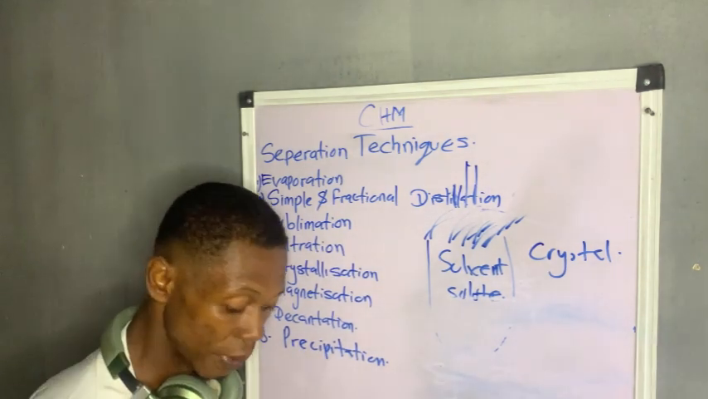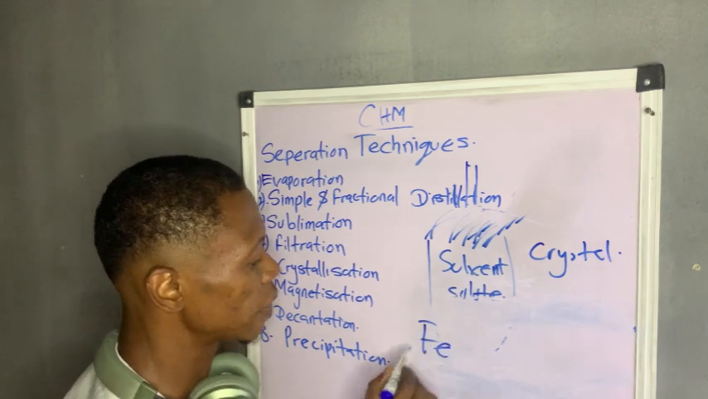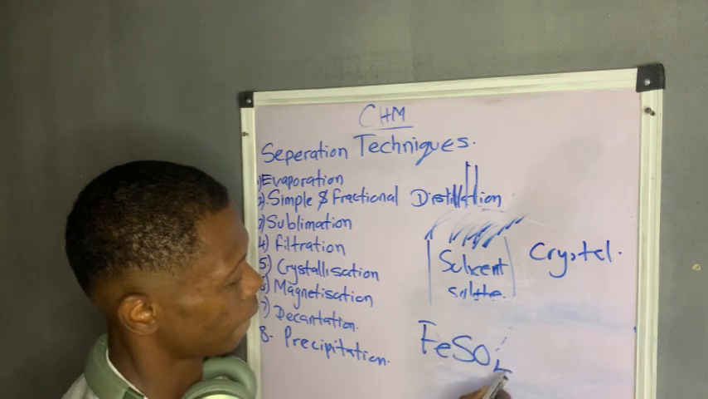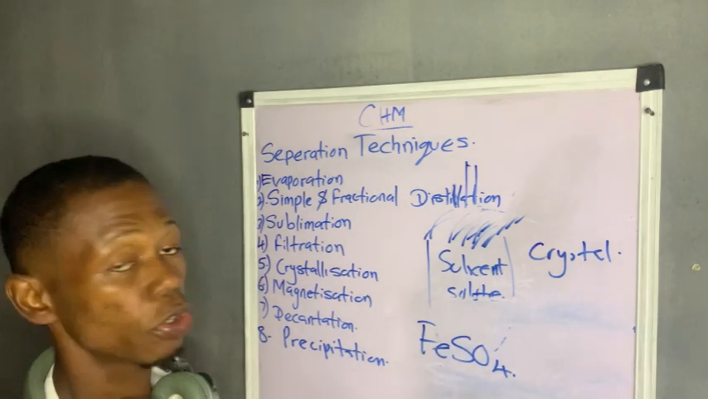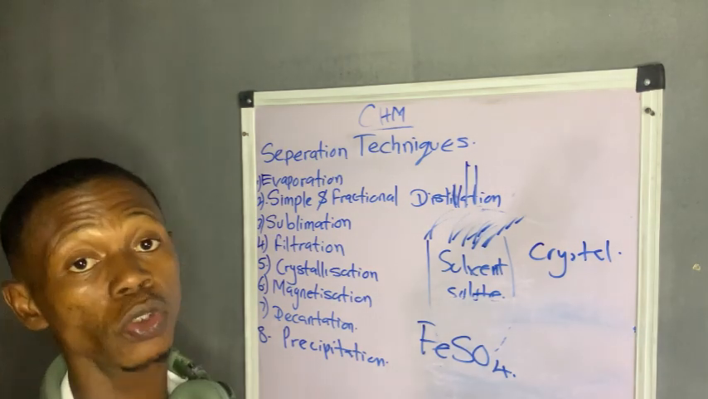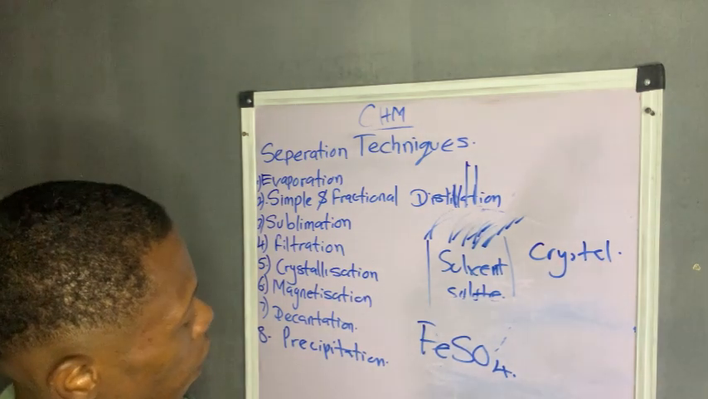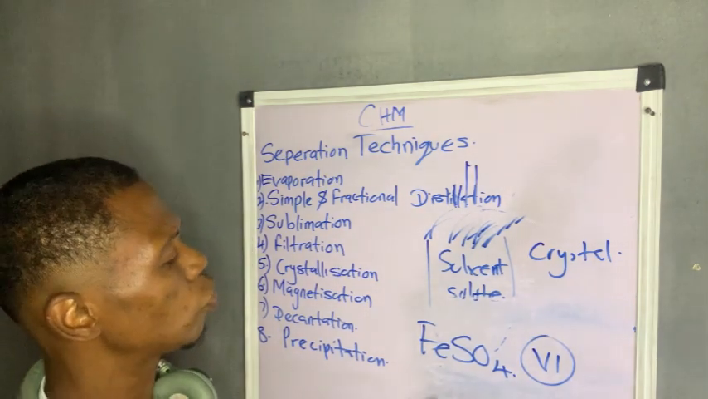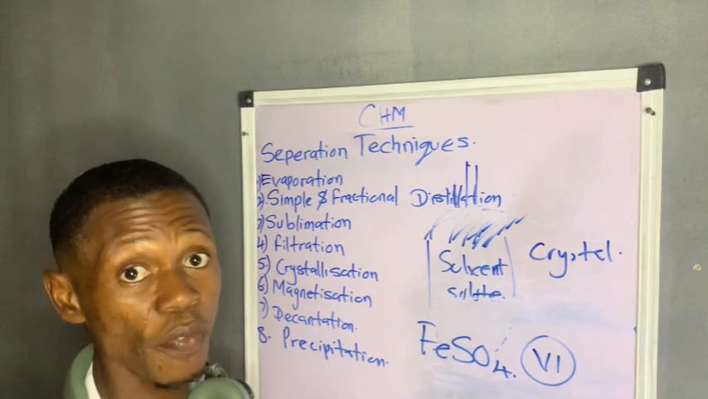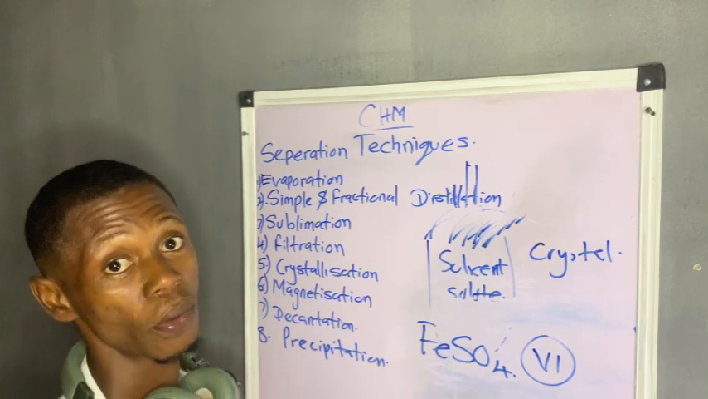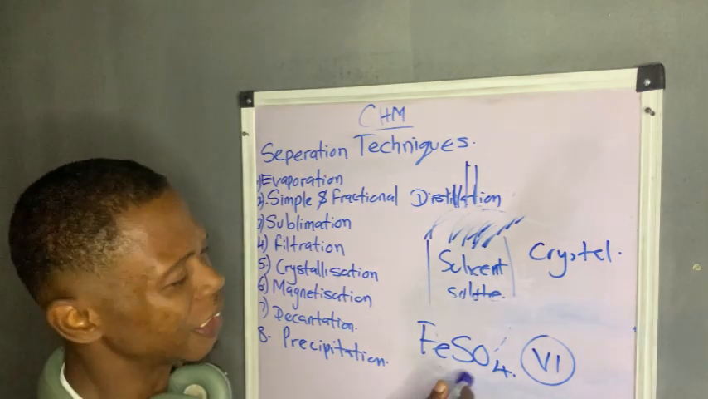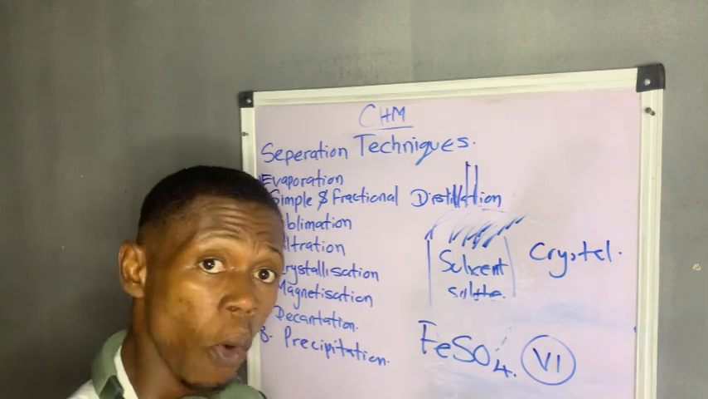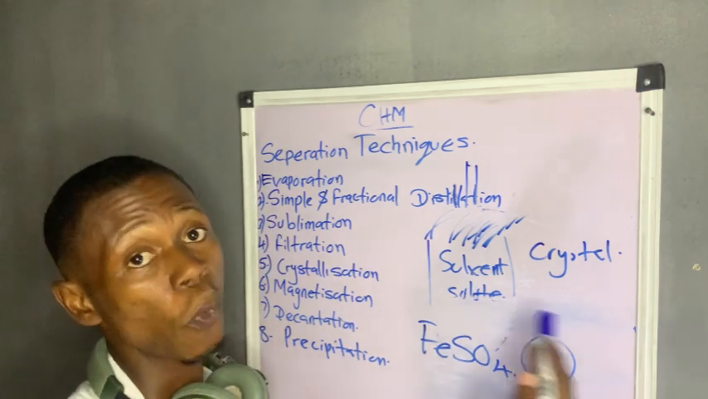Example of precipitation, where precipitation works: if you have iron(II) tetraoxosulfate(VI), this iron(II) tetraoxosulfate(VI) dissolves in water, but it does not dissolve in alcohol. So if you have this dissolved in water and you want it back, you just add alcohol, where the thing does not dissolve.